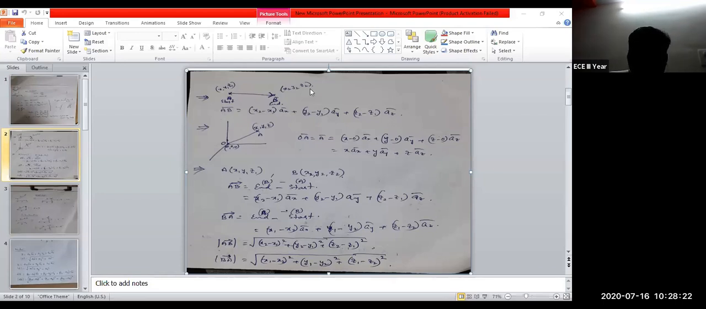So this represents a distance vector which has some values. Suppose I take A with coordinates 1, 2, 3 and B with coordinates 8, 9, 10. Then how do I get AB bar? It is 8 minus 1 into AX plus 9 minus 2 into AY plus 10 minus 3 into AZ bar. So this is the vector notation, or the representation, from A to B.